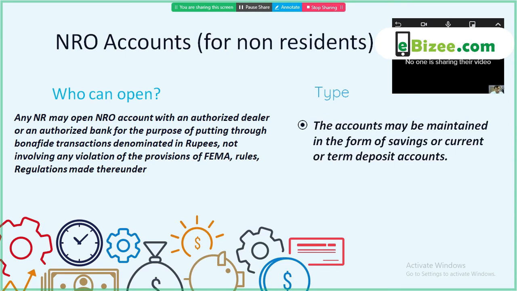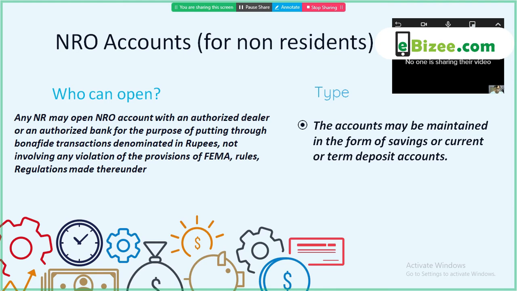Now, the type of account which NRO can be, it can be a fixed account, it can be a flexible account, it can be a savings account, a current account, but it will depend on the particular authorized bank and their policies. So they are free to decide. But in case of NRO account, normally all the banks offer all the three types.